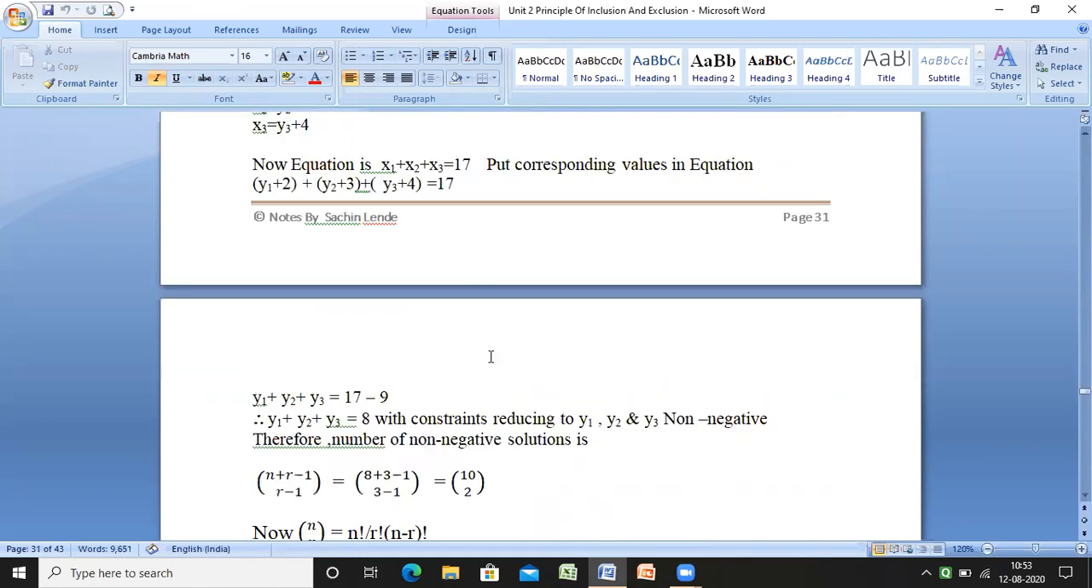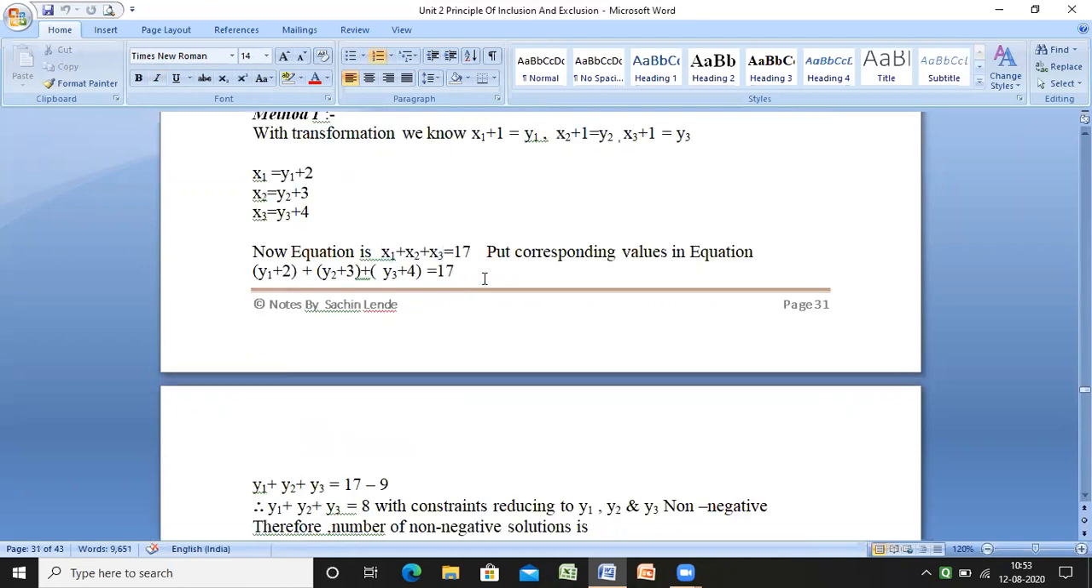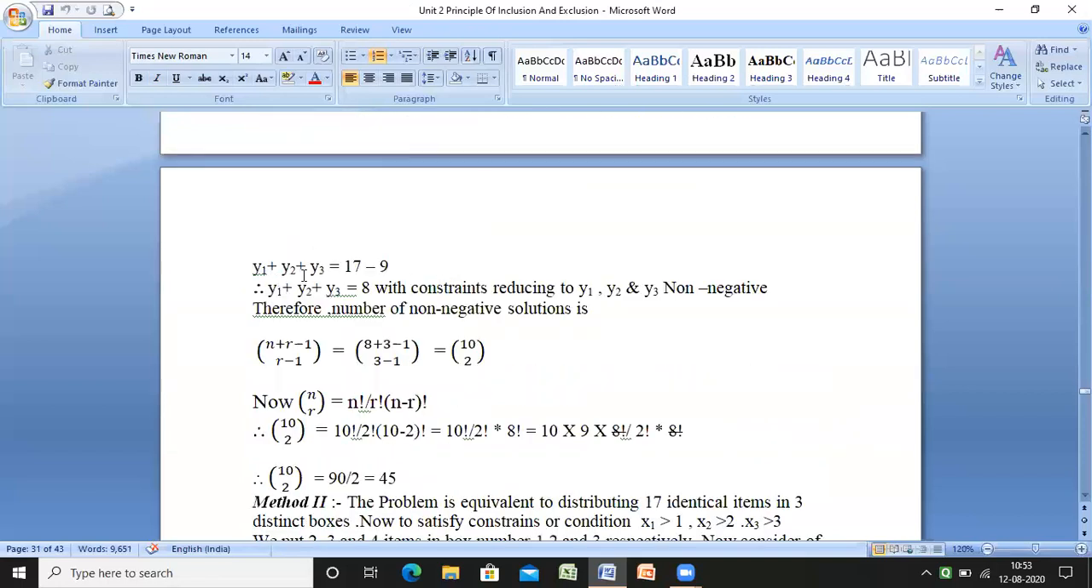So in this equation we transform the values of x1 plus x2 plus x3 equal to 17. Just to satisfy this condition, we get y1 plus 2 plus y2 plus 3 plus y3 plus 4 equal to 17. Then y1 plus y2 plus y3 equal to 17 minus 9. That 9 goes to the right hand side with a minus symbol, and 17 minus 9 is equal to 8.